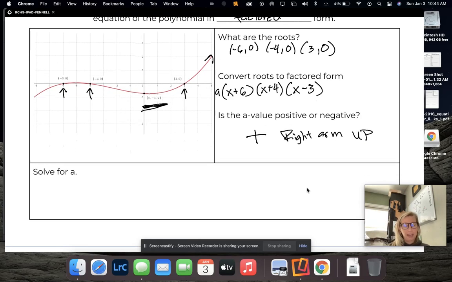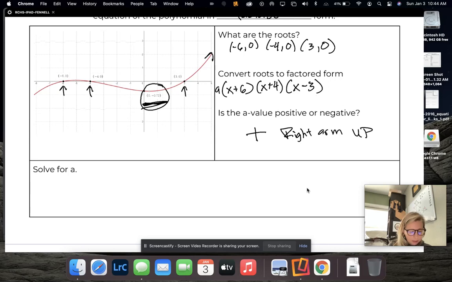So how do I solve for a? Well, we're going to use this point (0, negative 0.72). We're going to plug that in where we see x and y in our equation and solve for a. So what do we know right now? We know y equals some value a times (x plus 6) times (x plus 4) times (x minus 3). We're going to plug in that point and solve for our a value. So our y, negative 0.72, is going to equal a. I don't know what that is yet. That's what I'm solving for.